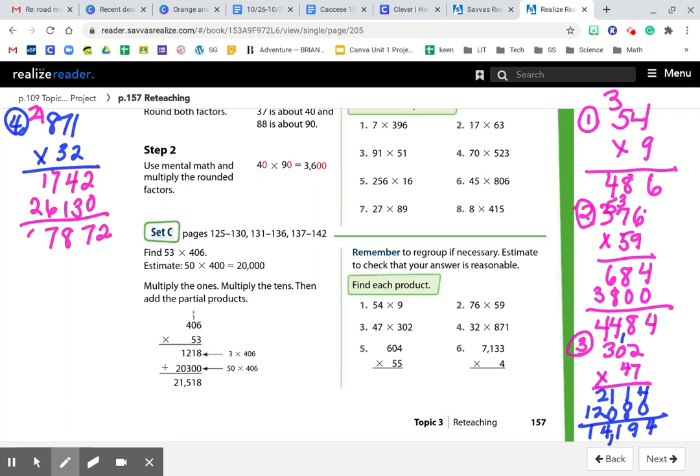Remember, check your work on a calculator. 27,000, so let me check, I'm checking my work. 27,872, yep.